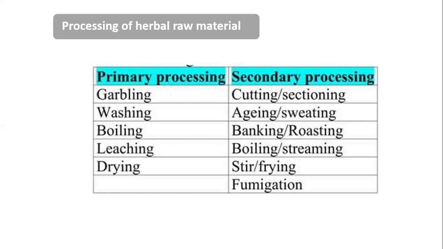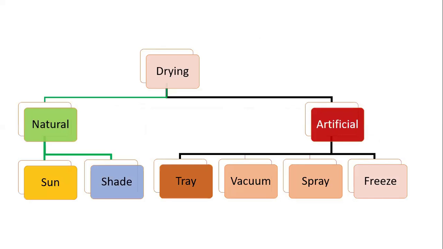These are the secondary processes involved in the processing of herbal raw material. Now the next one is the drying method. There are two types of drying. Drying improves the shelf life of the drug material, meaning how long the drug can be preserved, so that it should be more.